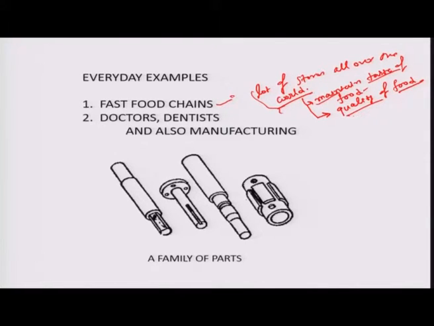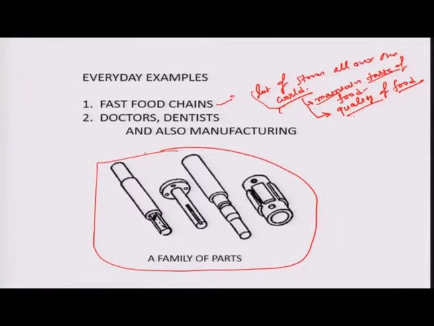Similarly, you can see here a family of parts. I will explain what a family of parts is. You can see four parts, and each has some similarity: all are circular in shape. You can distinguish these objects by their circular shape, so they are called a family of parts.